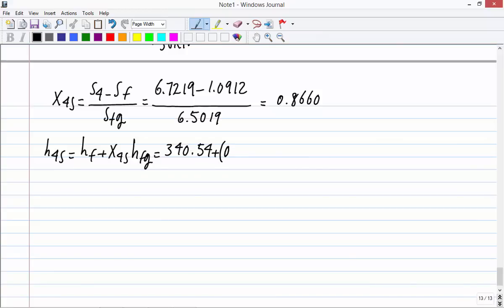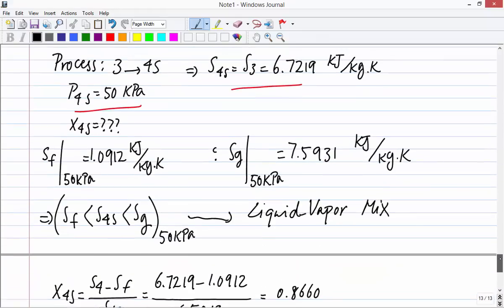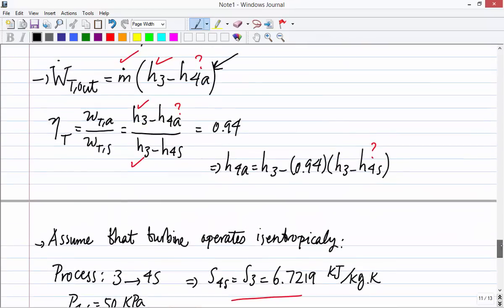Plus, here is the, what is it called? Quality times 2304.7 equals 2336.4. Okay, great. Now I have H4S. I can scroll up and see, okay, now I've got this guy.